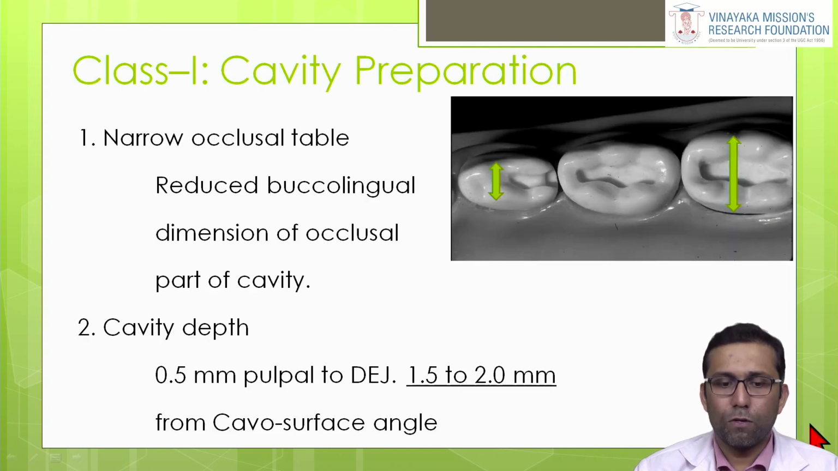First is the occlusal cavity preparation that you have to be careful about, that is a narrow occlusal table with a reduced buccolingual dimension. According to the dimension of the tooth, we should be careful when we prepare an occlusal table. And the cavity depth that you should be very careful about, as I told, should be at least half to 3/4 of the straight burr. It should not be more than that. This is a basic way to measure the cavity preparation.